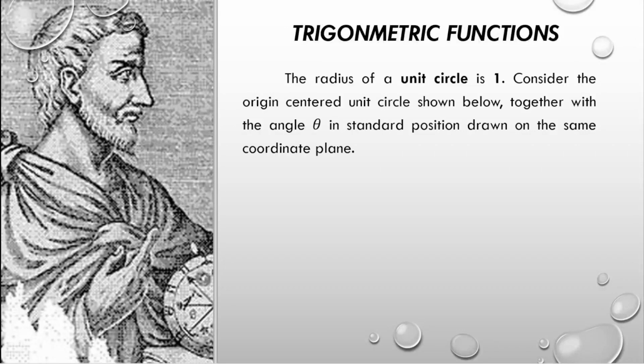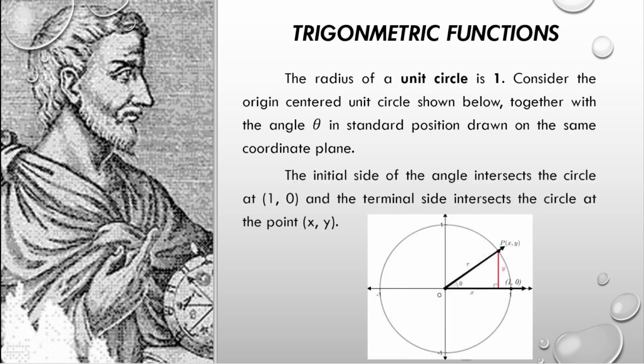Consider the origin-centered unit circle shown below, together with the angle theta in standard position drawn on the same coordinate plane. The initial side of an angle intersects the circle at point 1 and 0, and the terminal side intersects the circle at the point x and y. As you can see in our illustration, this is the initial side, which intersects the unit circle at coordinate 1 and 0, and this is our terminal side, which intersects the unit circle at point P with coordinate x and y.